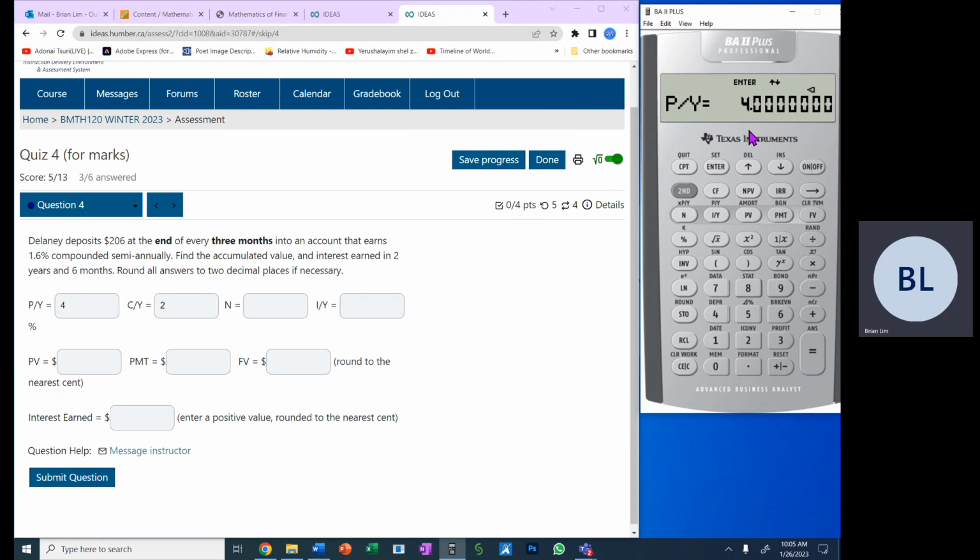All right, now we can get out of here. Seeing we're right up here, we can just hit the second and CPT and we will be out of that menu. Now we are going to use this 2 years and 6 months to calculate the value for N.